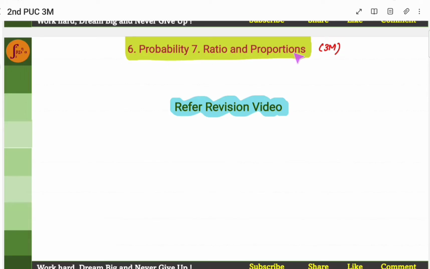For probability and ratio and proportions, like I said in the earlier video also, questions can come from anywhere, right? There is no limit to the kind of problems that can come from probability and ratio and proportions. Same is the case with permutations and combinations also, right? So thereby, try to understand the concepts well and go through this revision video.